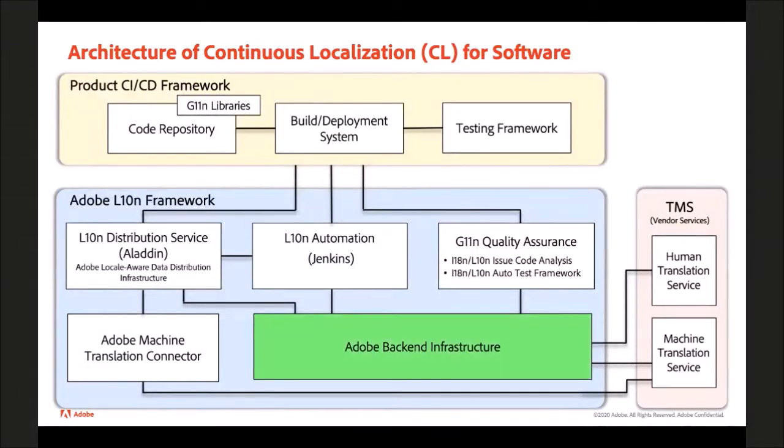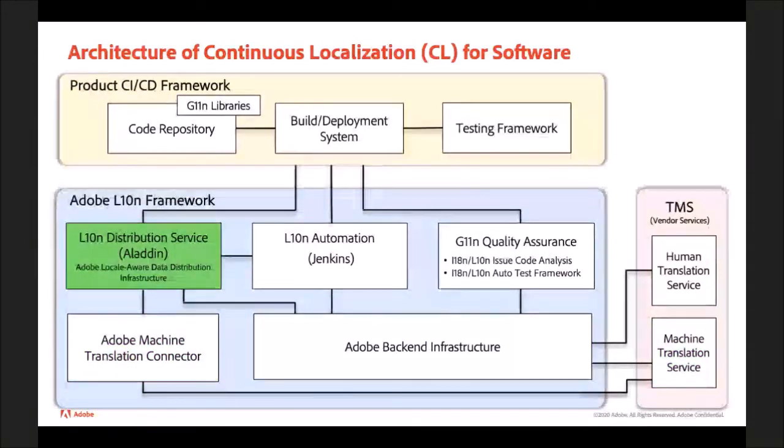For the backend localization services, we are leveraging the existing Adobe globalization infrastructure to arrange the human translation process and tasks, manage translation memories, and integrate with third-party translation services. But at the same time, we enhanced the current machine translation service, which is provided by our localization vendor, by adding a new machine translation engine, which is trained for Adobe software localization.